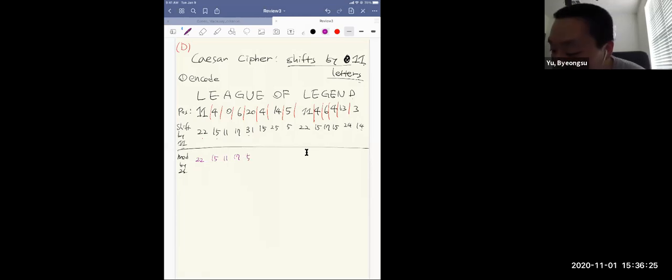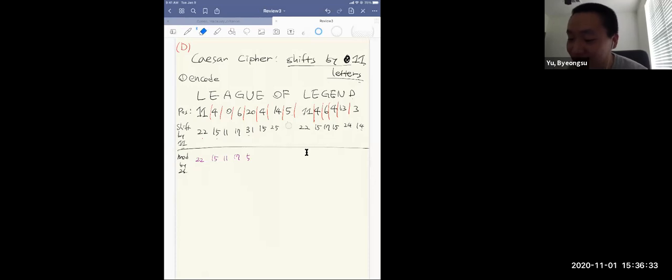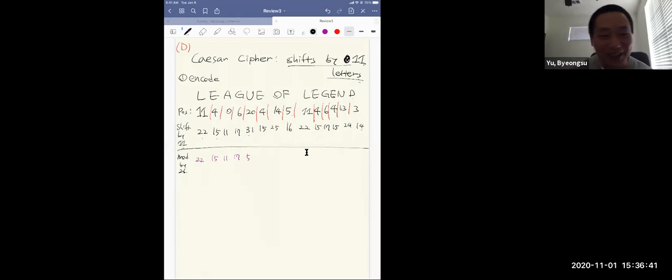If F is 5, wouldn't it shift to 16, not 5? Oh, yes, thank you. 16. Yeah. Thank you, Kay. I just missed it. So don't miss it in the exam. And in the exam, I will definitely not give such a long sentence. So don't worry too much about the length of the sentence.